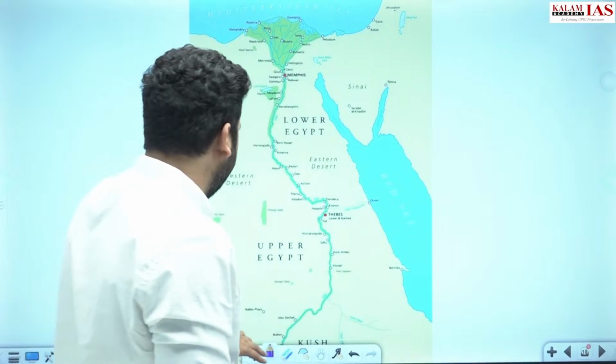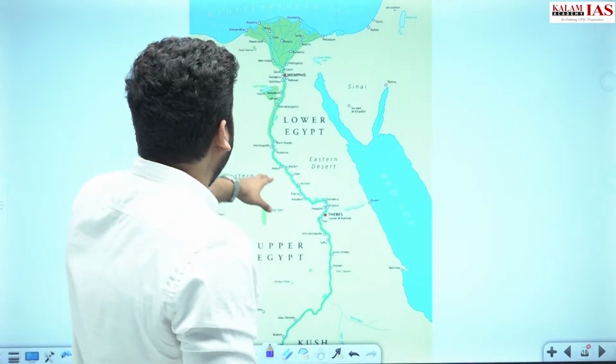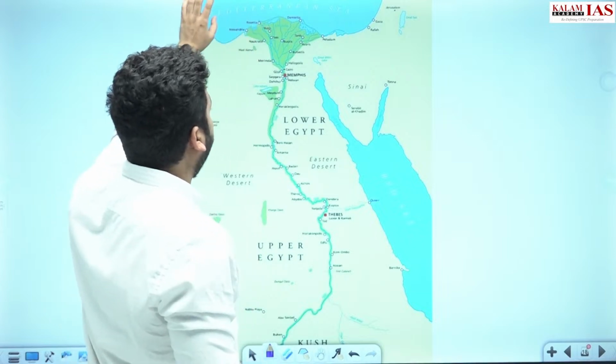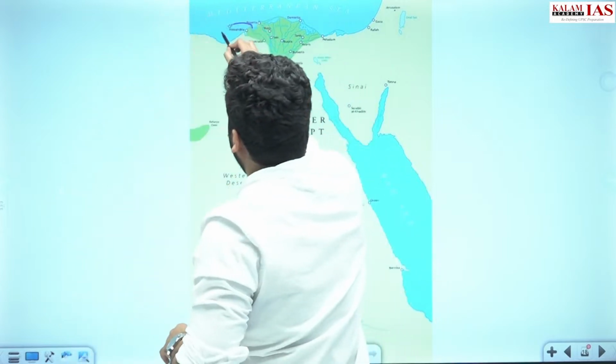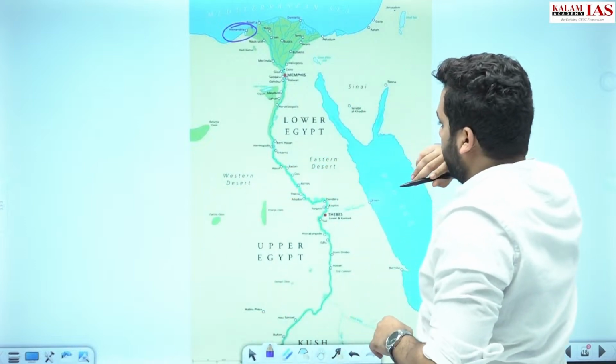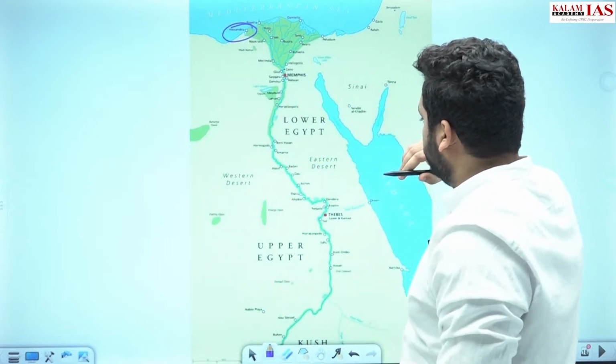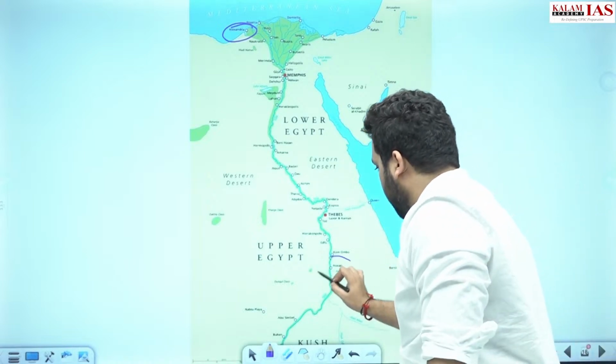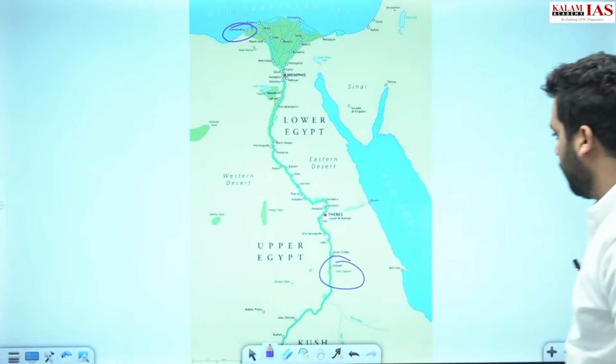Look, this is what we discussed. This is the river Nile. This is flowing into the Mediterranean Sea. This is the famous Alexandria place. And this is the Aswan Dam.